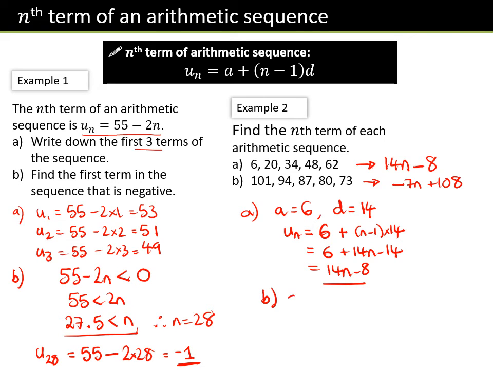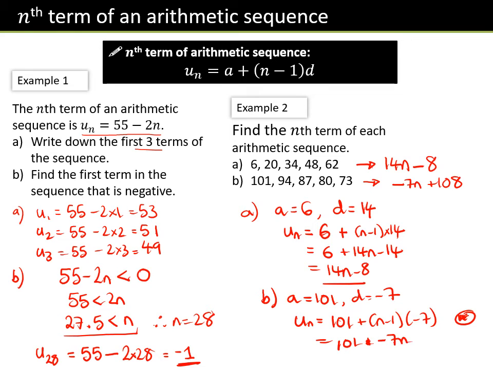Same for B. Please write down a is 101, d equals minus 7, and plug it into the formula. un equals 101 plus n minus 1 times minus 7, and then simplify. You'll get your first marks at that point for using the formula. So it's 101 minus 7n plus 7, 108 minus 7n.